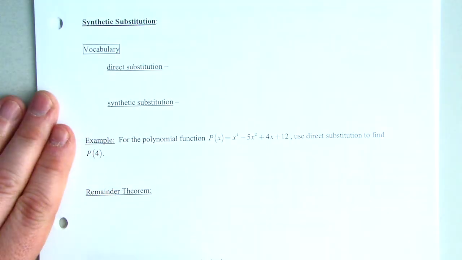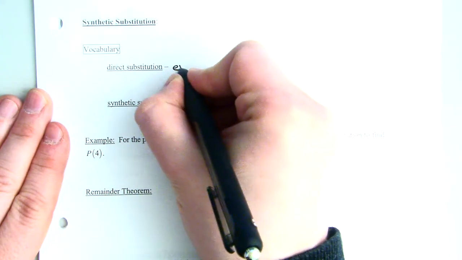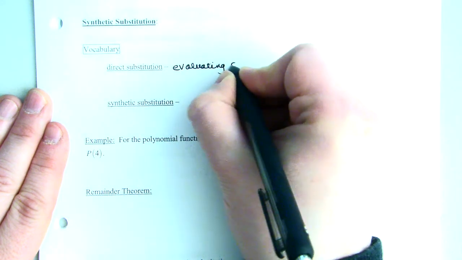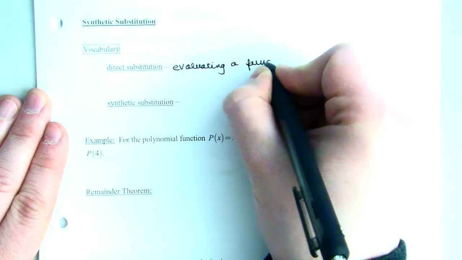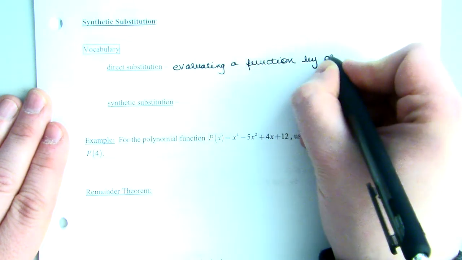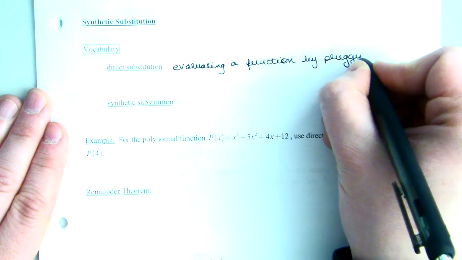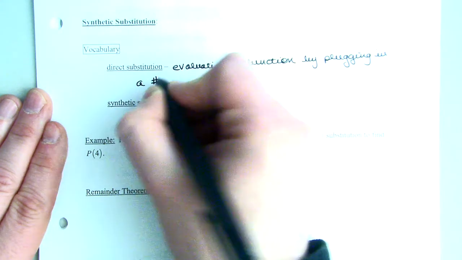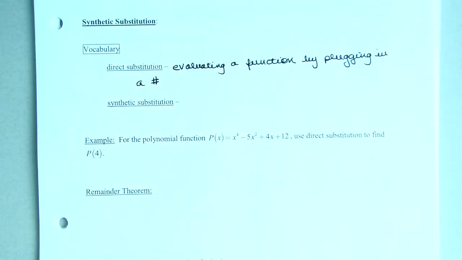First of all, direct substitution, that involves evaluating a function by plugging in a number. Direct substitution is evaluating a function by plugging in a number.